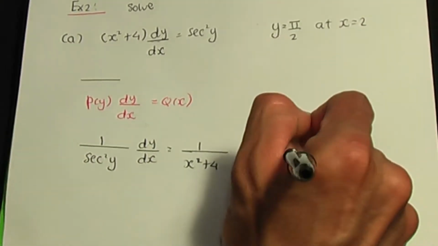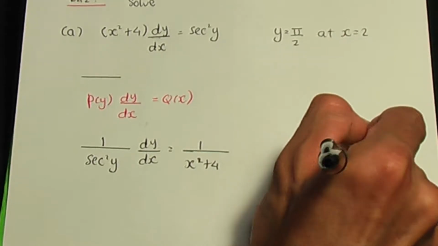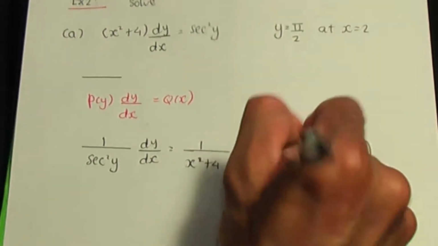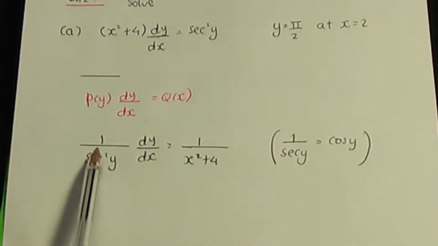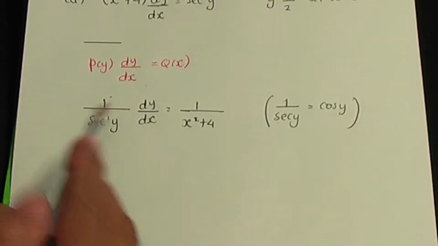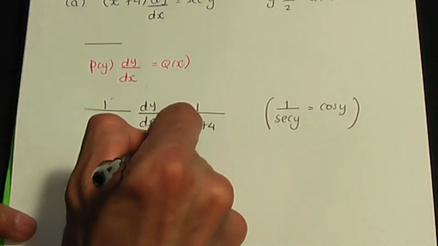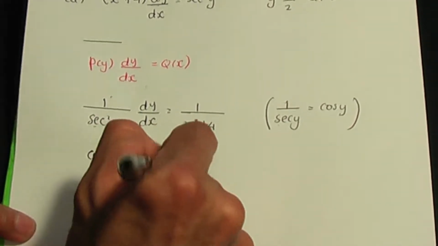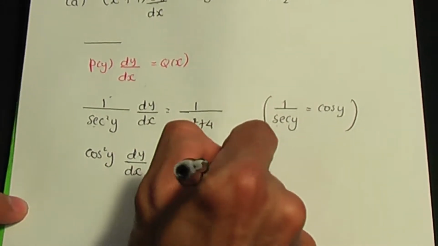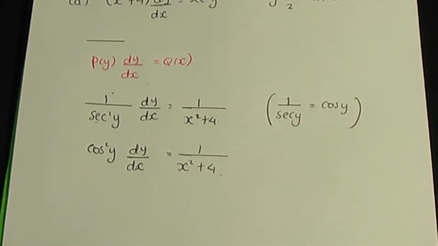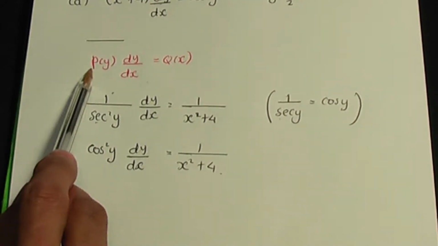Remember, in trigonometry, 1 over sec is cos, or the reciprocal of cos is sec, which means that 1 over sec squared will be cos squared. So I could rewrite this as cos squared y dy by dx, and that is equal to 1 over x squared plus 4.